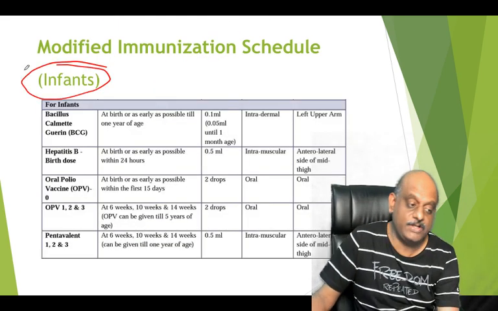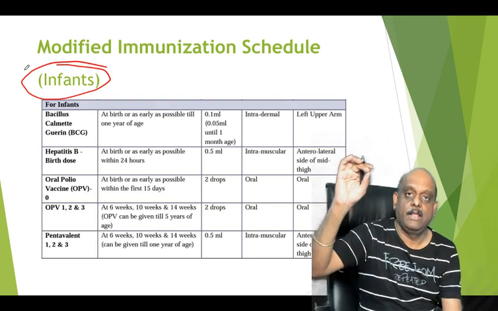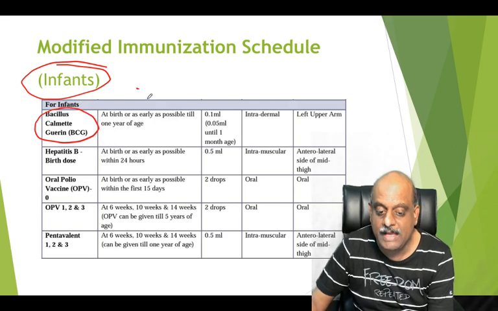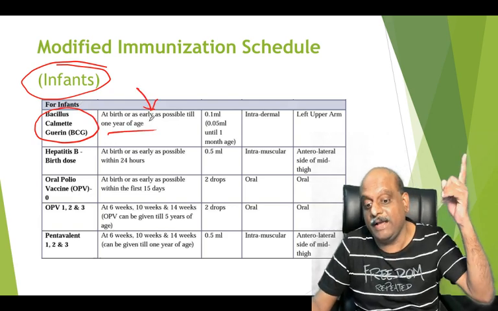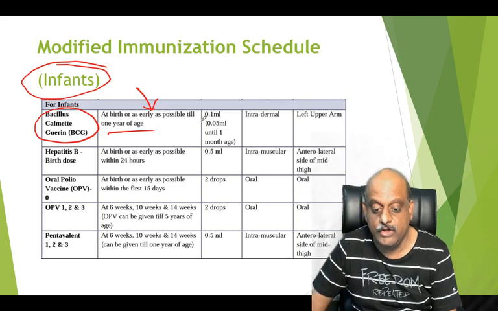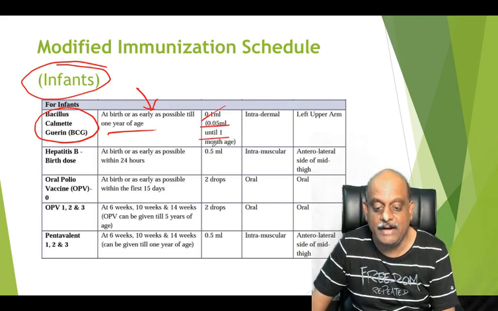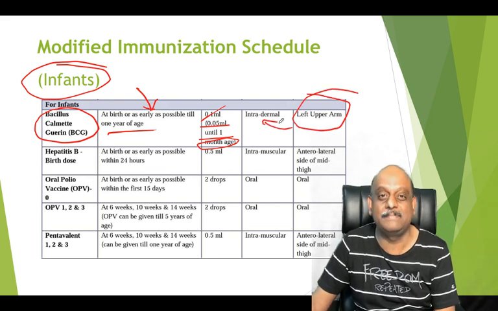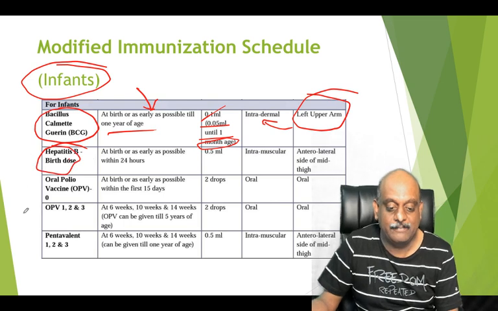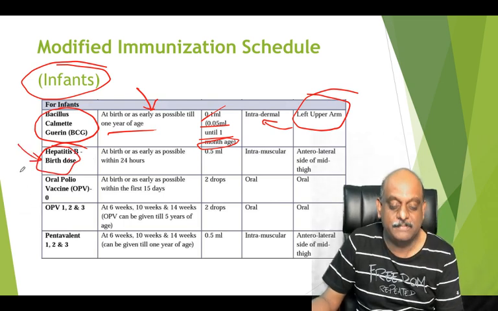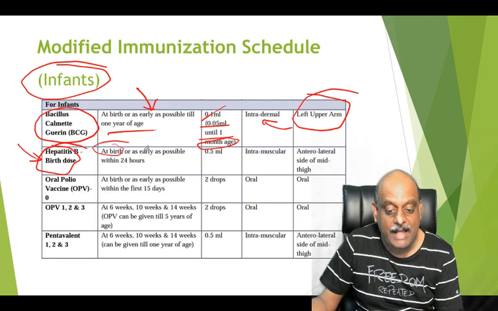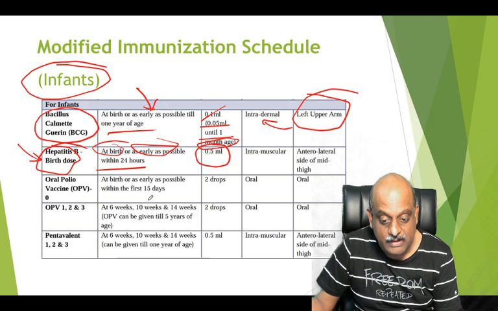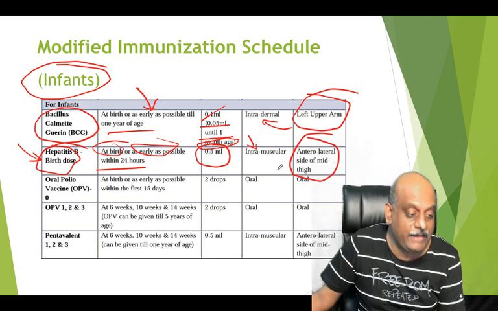Now for infants, what is the most current immunization schedule? BCG at birth as early as possible till 1 year of age. 0.1 ml, 0.05 ml until 1 month of age, intradermal left upper arm. Then hepatitis B birth dose, at birth, as early as possible, within 24 hours, 0.5 ml intramuscular anterolateral side of the mid-thigh.